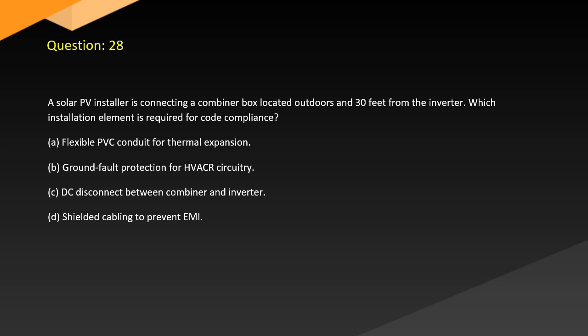Question 28. A solar PV installer is connecting a combiner box located outdoors and 30 feet from the inverter. Which installation element is required for code compliance? A. Flexible PVC conduit for thermal expansion. B. Ground fault protection for HVACR circuitry. C. DC disconnect between combiner and inverter. D. Shielded cabling to prevent EMI.